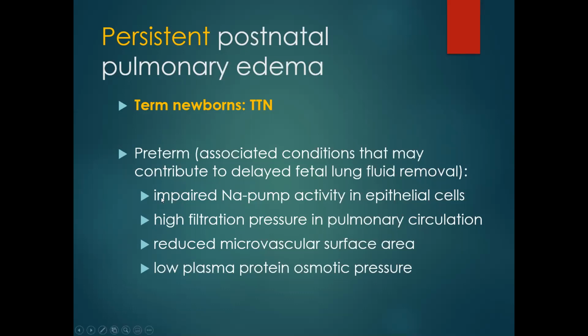So in preterms, they have impaired pump activity in the epithelial cells, and the filtration pressure in the pulmonary circulation is high, so it doesn't occur smoothly. And then the plasma protein oncotic pressure, osmotic pressure contribution is low, and all of this will affect the preterm. Okay, we normally don't call preterm babies as having TTN because they're preemies. We call them as having premature lung disease or respiratory distress syndrome or surfactant deficiency, because it goes hand in hand with delayed clearance of pulmonary fluid.